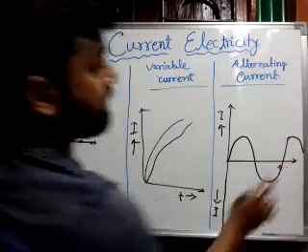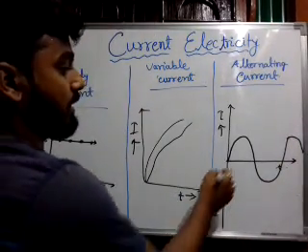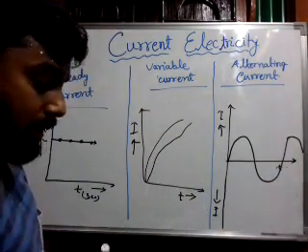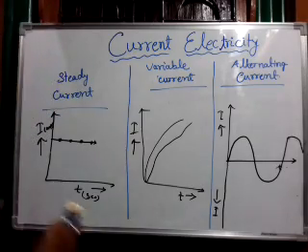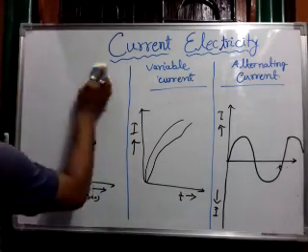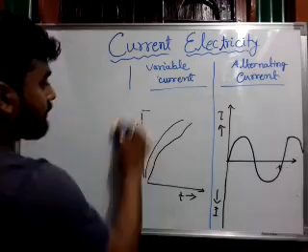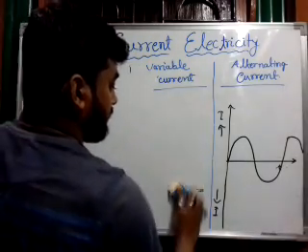Reverse its direction. This type of current is called alternating current. Clear, everybody? Now start current density.